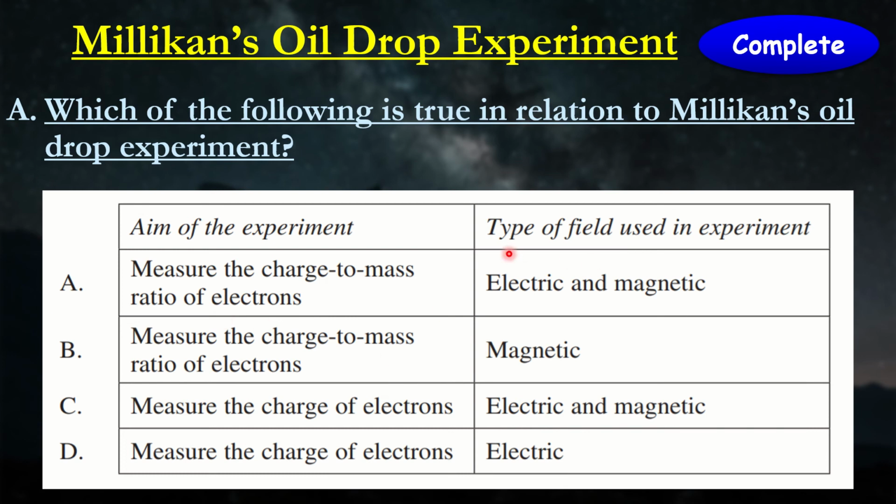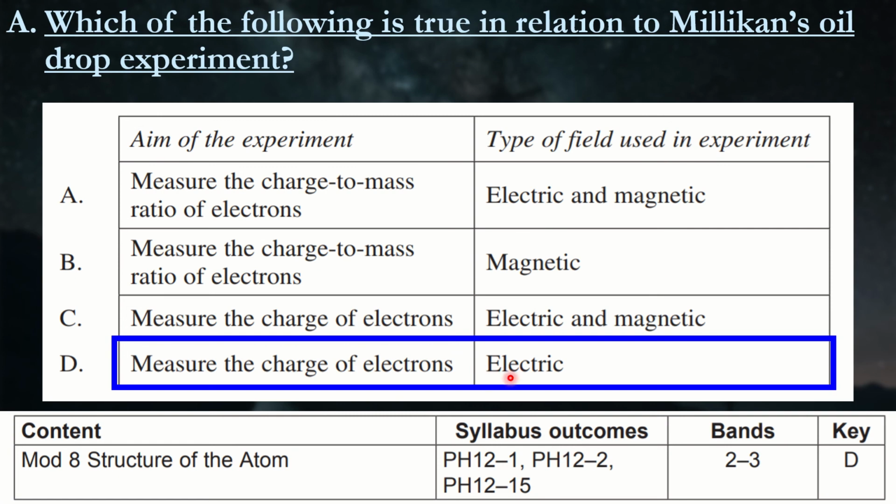So what did he use? Did he use electric fields and magnetic fields, or did he just use electric fields only? Okay, the answer is pretty straightforward here. It's D, electric fields only. Now, according to NESA, this is equivalent to a band 2 to 3. So it's really just recalling information. If you can recall basic information of the experiments of different scientists, that's, in their eyes, a band 2 or 3 range.